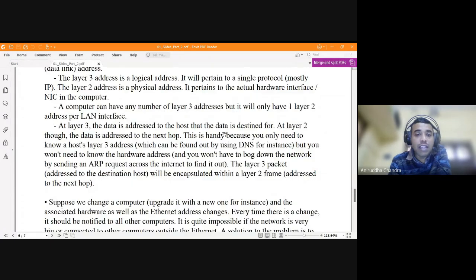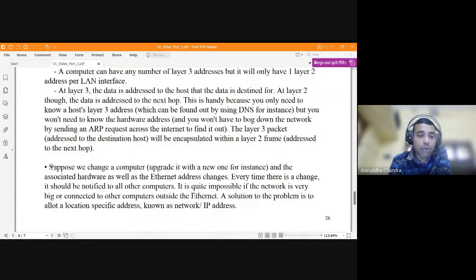Then there is another issue given in this point, that is, suppose we are going to upgrade our computer. In that case, the new hardware comes with a new Ethernet address. So suppose there is already an existing network, and one computer out of 10 is being replaced. Now every computer in that network needs to know the new computer's Ethernet address in order to communicate.